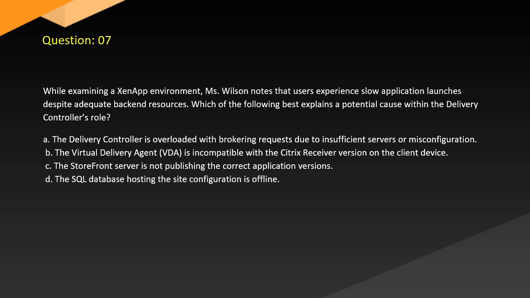Question 7. While examining a XenApp environment, Wilson notes that users experience slow application launches despite adequate backend resources. Which of the following best explains a potential cause within the delivery controller's role? A. The delivery controller is overloaded with brokering requests due to insufficient servers or misconfiguration. B. The virtual delivery agent (VDA) is incompatible with the Citrix Receiver version on the client device. C. The StoreFront server is not publishing the correct application versions. D. The SQL database hosting the site configuration is offline.